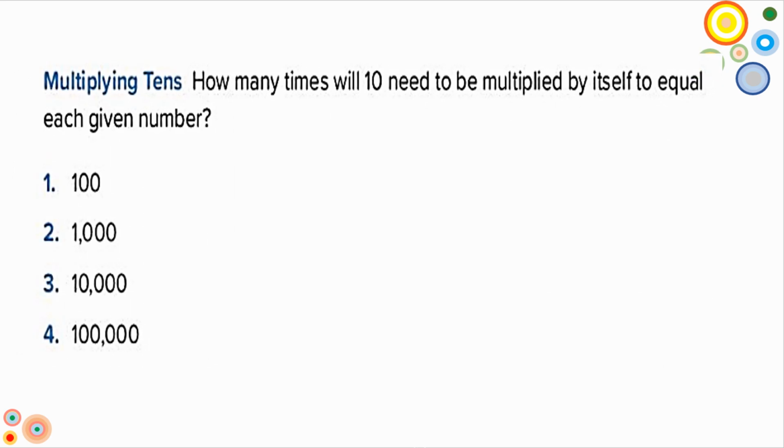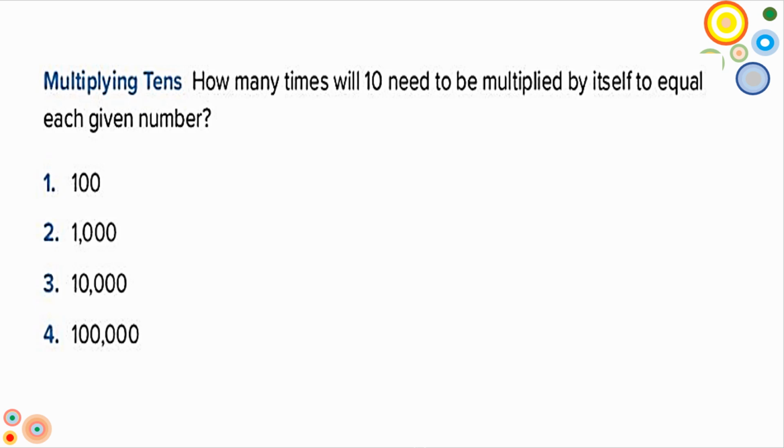What is this question? What is this number? 100, 1000, 10,000, 100,000. What is it? So we have to read the question first. Okay, let's read. Multiplying tens, it means I have in this part multiplying tens. The question, how many times will 10 need to be multiplied by itself to equal each given number?